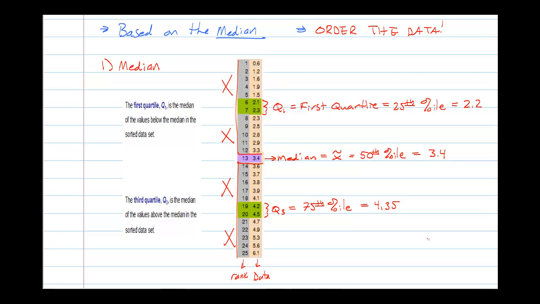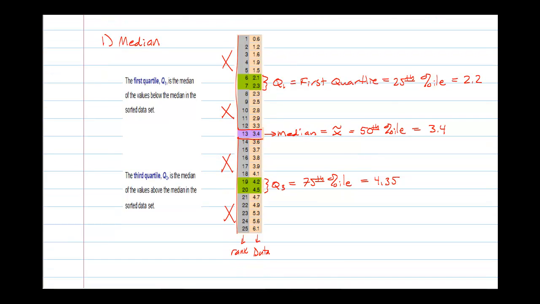So to summarize how we found these, the first quartile, Q1 or the 25th percentile, is basically the median of the lower half of the data set. The third quartile, Q3 or 75th percentile, is the median of the upper half of the data set. And this is how we find our quartiles. Now this was when we had an odd number of data points, because here our sample size is 25. So for our next example, I would like to look at finding the quartiles based on the median for an even number of data points.